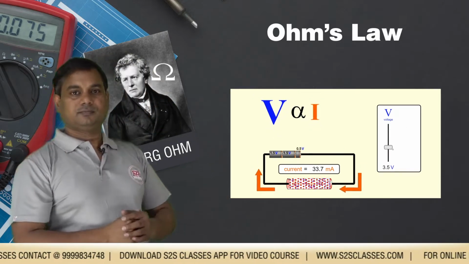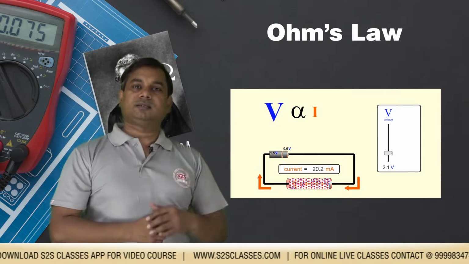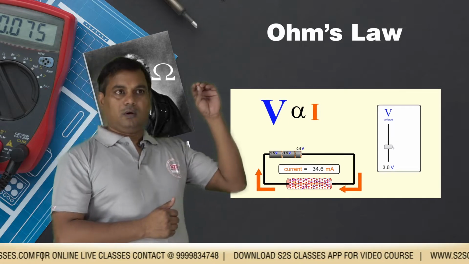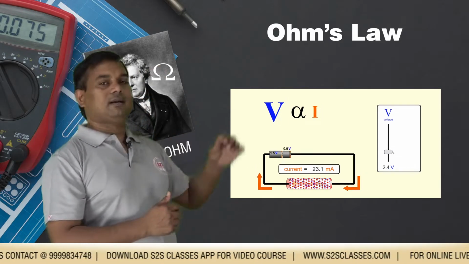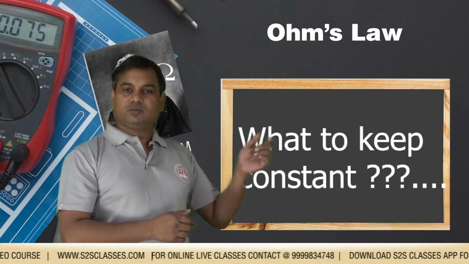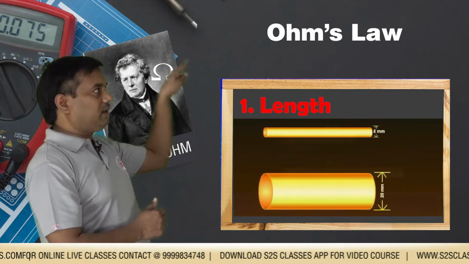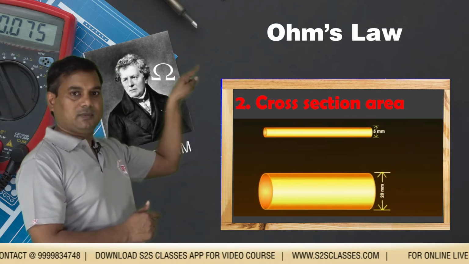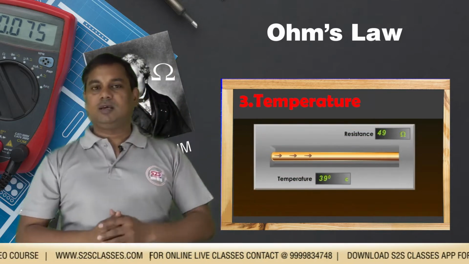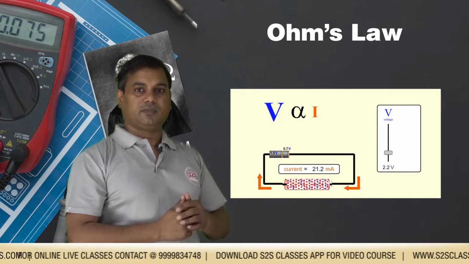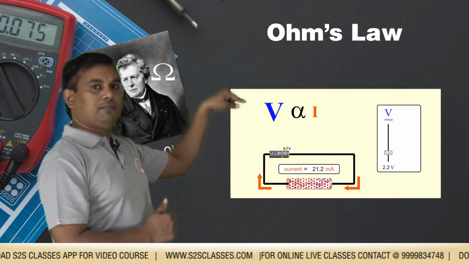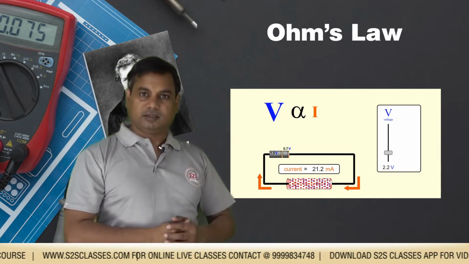Besides that, the physical conditions of the wire are kept constant. What are the physical conditions which we have to keep constant? The first one is its length, second one is its cross sectional area, and the third one is its temperature. So we have to keep these three things constant, and then we can say the potential difference across this wire is directly proportional to the current passing through it.